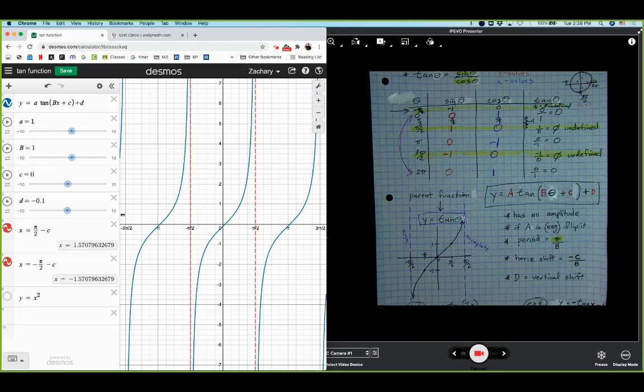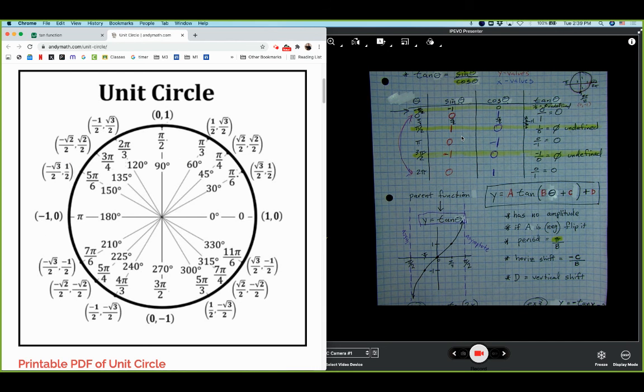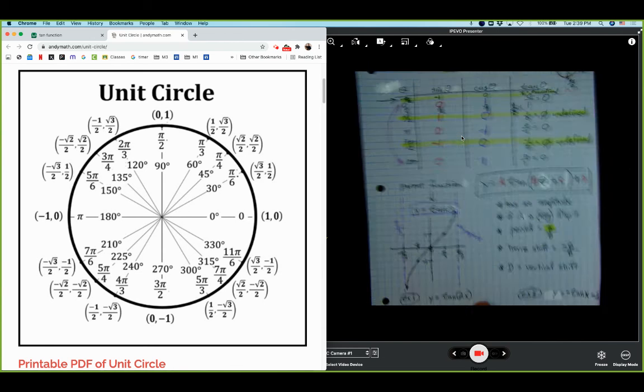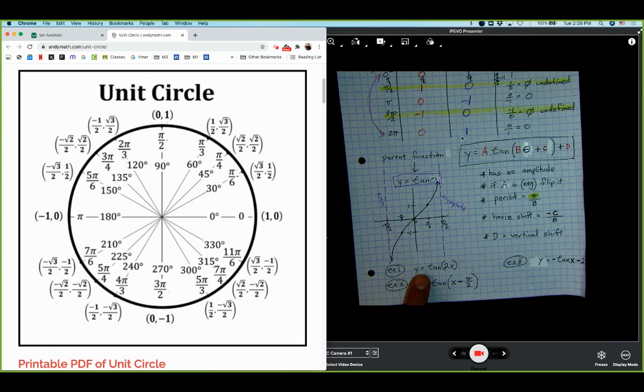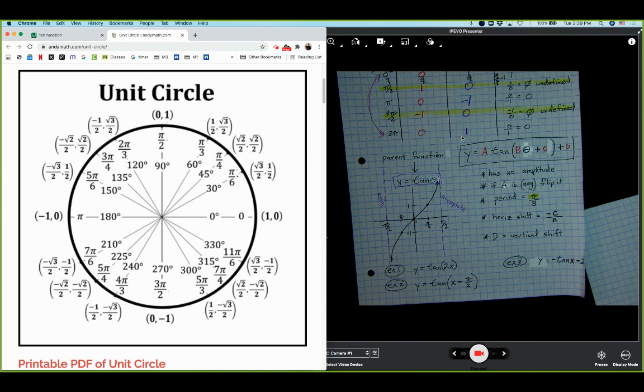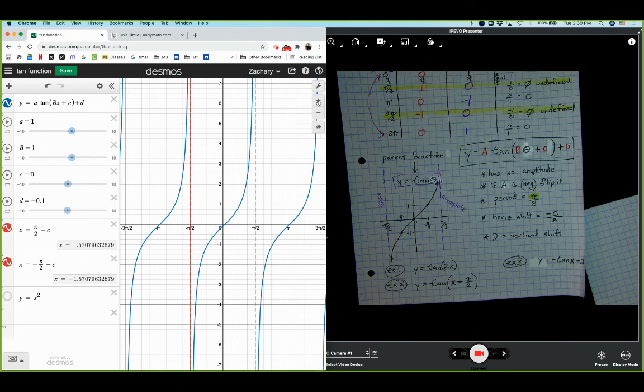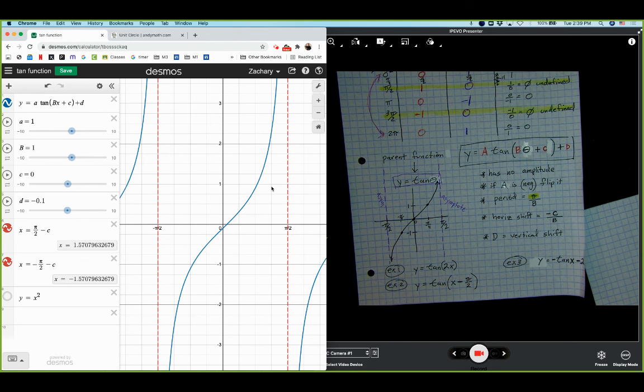Okay, so let's see, it's 2:30. We're going to do probably 2 examples, and I'm going to bring in the unit circle again. Let's go ahead and get out another piece of graph paper if you don't have it. We're going to do this example right here, and we're going to be comparing it to the tangent function. Let's keep the tangent function up here. All right, there's our tangent function.